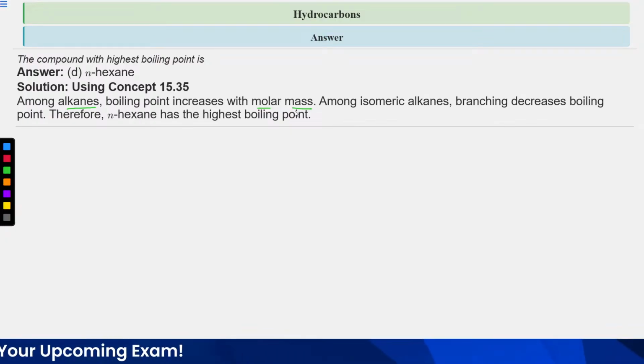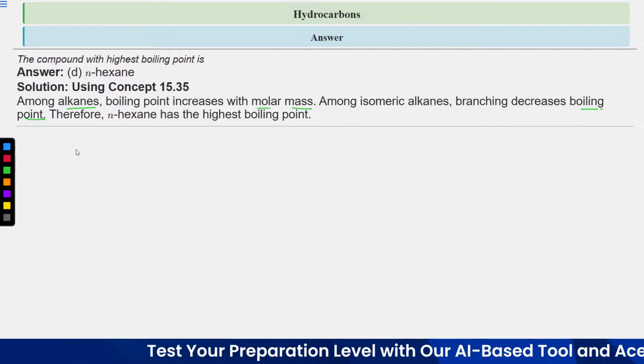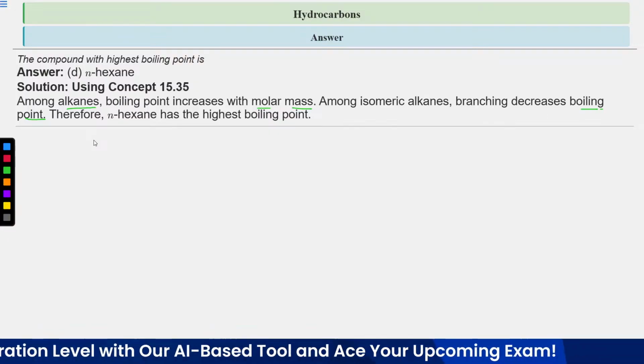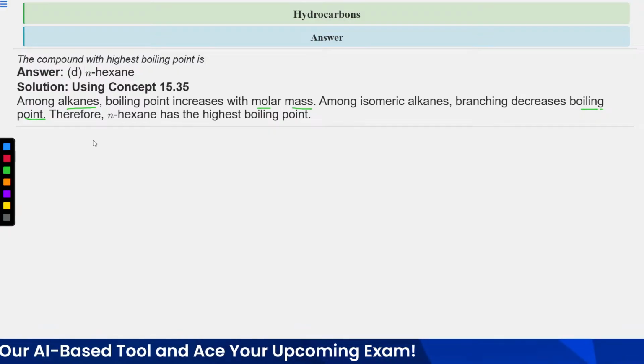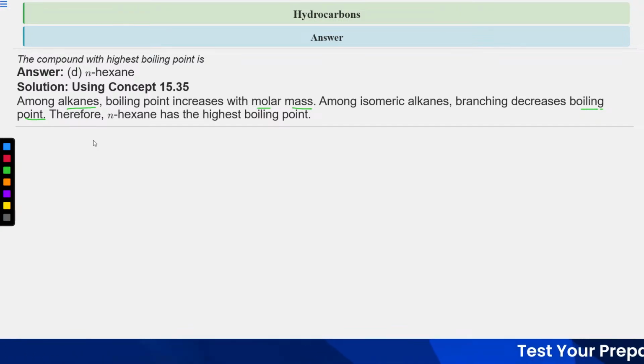Because if the branching increases, the boiling point will decrease. Therefore, N-hexane has the highest boiling point because it has no branching at all. So N-hexane is a single long structure where 6 carbons are attached directly with each other. No branching is present, so it will have the highest boiling point. So our correct answer is option D. Let's move on to the next one.